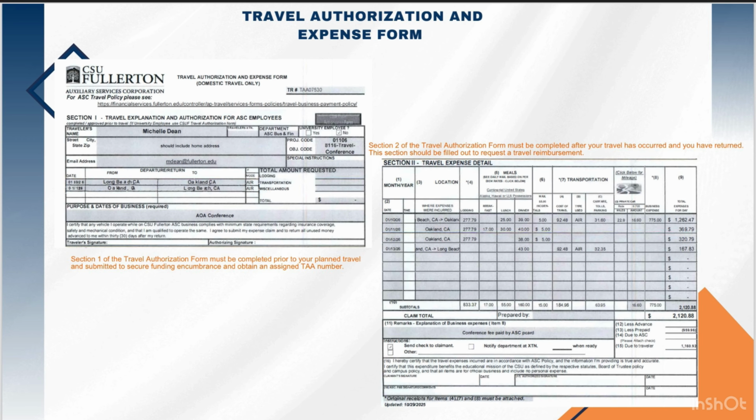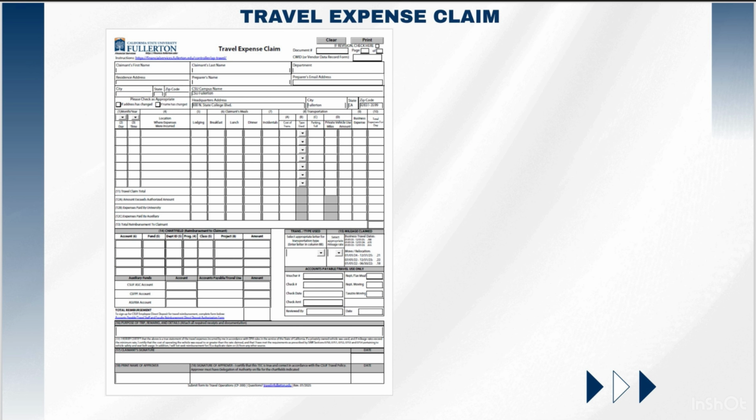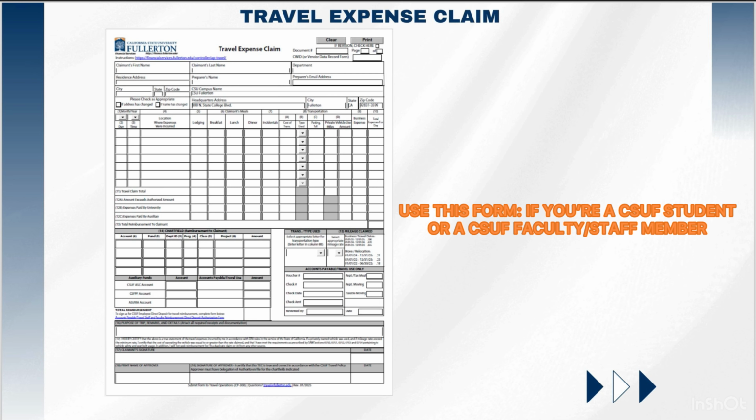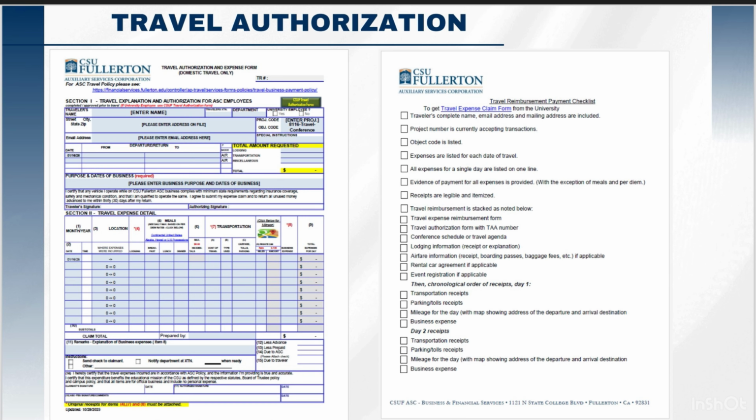After the travel has been approved, an authorization number beginning with a TAA and followed by 4 digits will be issued. This number should be referenced when you turn in your travel expense claim. Completing the travel expense claim form. If the traveler is a student or CSUF faculty or staff member, they will use the CSUF Travel Expense Claim Form. If the traveler is a CSUF Auxiliary Services Corporation employee, they will use the same form used for the travel request.